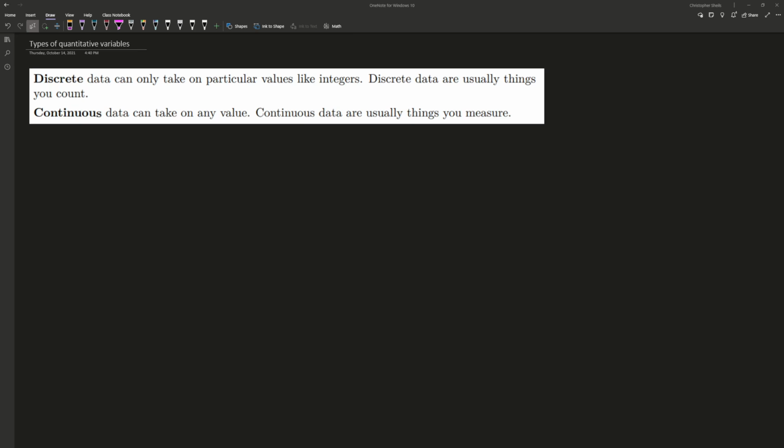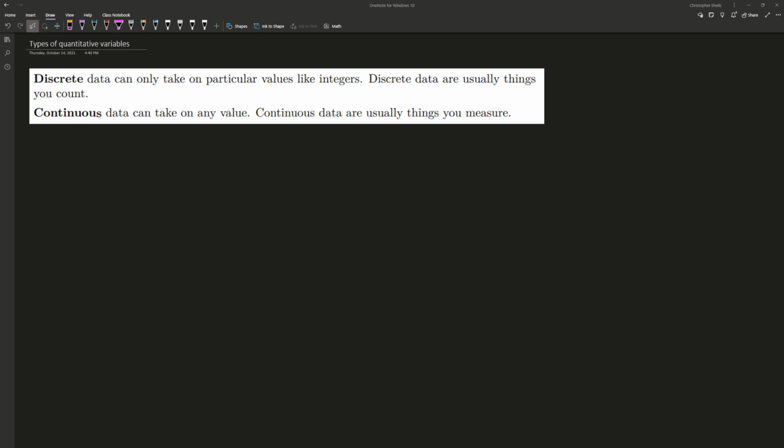Discrete data can only take on particular values like integers, like -1, 0, 1, 2, 3, right? Discrete data are usually things that you count. For instance, discrete data might be something like the number of cars in a parking lot, right? You count the number of cars in a parking lot. Continuous data can take on any value. Continuous data are usually things that you measure.